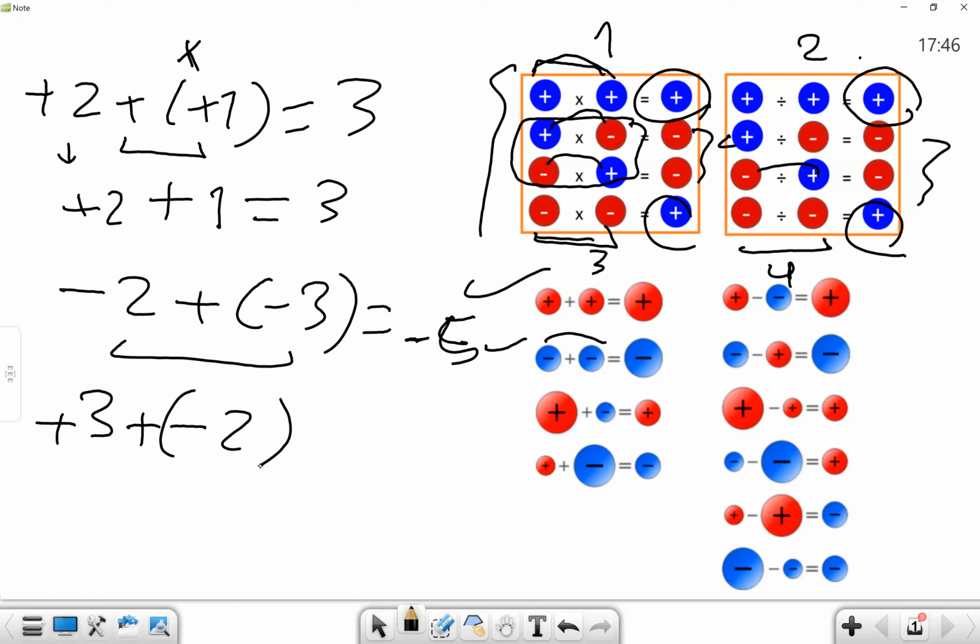As we said before, if you see two signs next to each other, you have to multiply them together. Positive times negative equals negative, so positive 3 minus 2 equals what? If you have different signs, we subtract the numbers and keep the sign of the greatest number. 3 minus 2 equals 1, and of course 3 is greater than 2. That's why you write the number 3's sign.